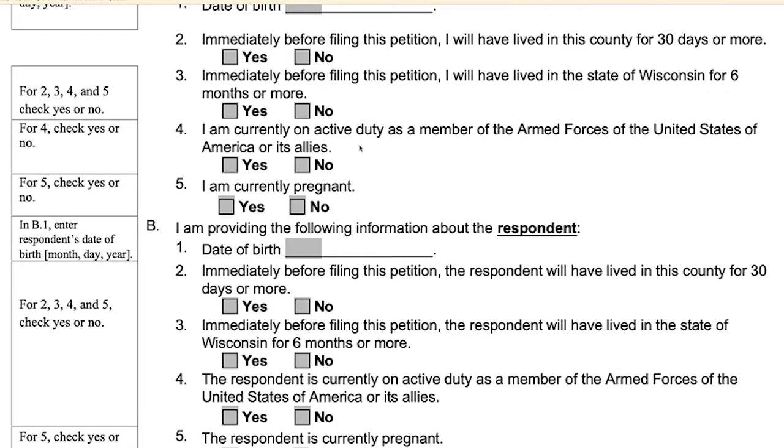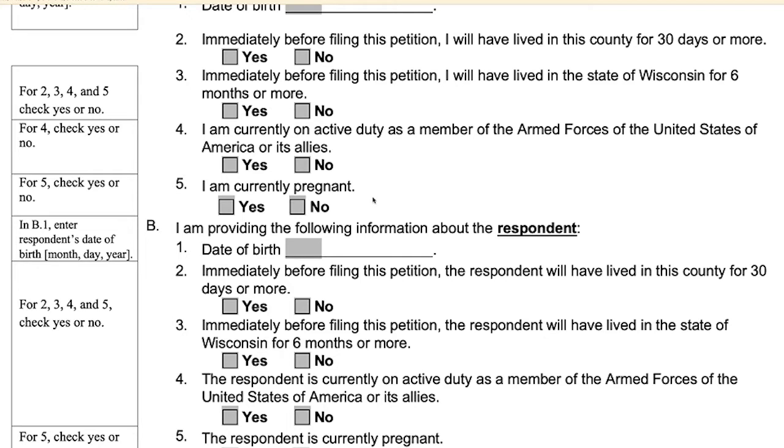Then they want to know whether or not you're on active duty as a member of the armed forces of the U.S. or its allies. They relax some requirements for armed forces members, and they also can put a stay on divorce if the other person is in active duty. If they're in a war zone, they might put a pause on the divorce for a while, just to let the other person focus on the fact that they're in active duty in a hostile environment.